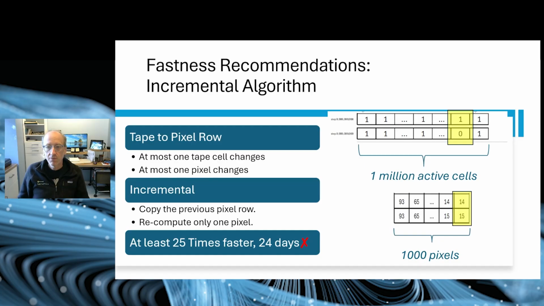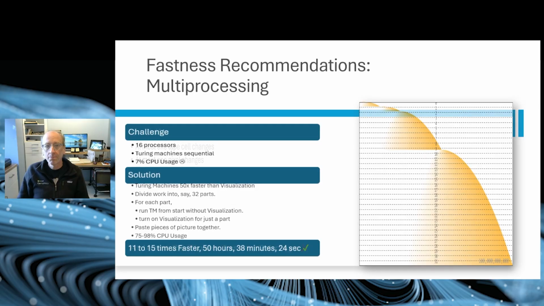So instead of recomputing, turning a whole tape into a row of pixels, now I copy the previous pixel row and then recompute just the 1 pixel that might have changed. And that had a really good speed up. That made things at least 25 times faster, and that got my runtime down to ballpark 24 days, which is maybe almost tolerable.